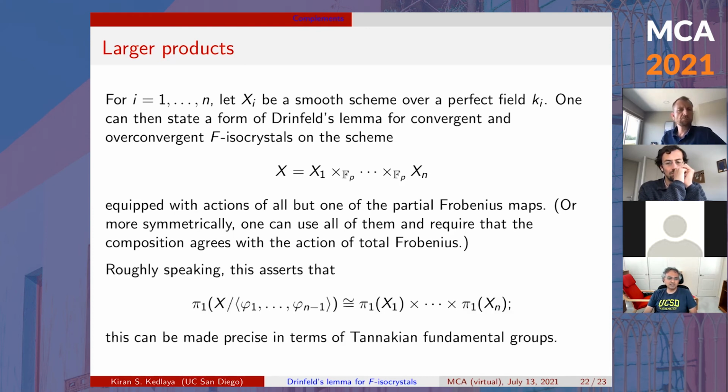And roughly speaking, this is giving you a statement along the lines of the pi1 of x divided by n minus 1 of the partial Frobenius maps is the product of the fundamental groups over here. But you have to make this statement in a more Tannakian way to make it correct. In particular, I didn't say this earlier. Maybe I should have said this earlier.